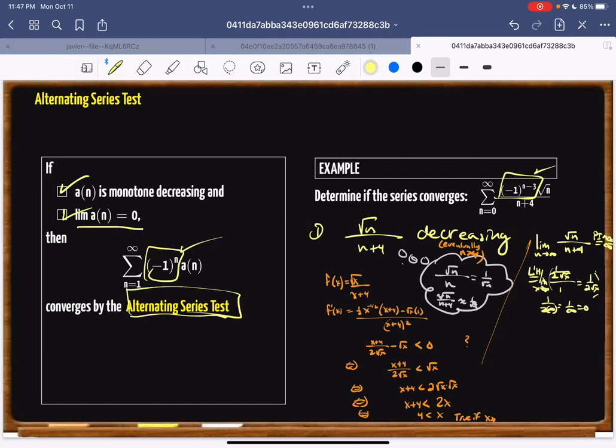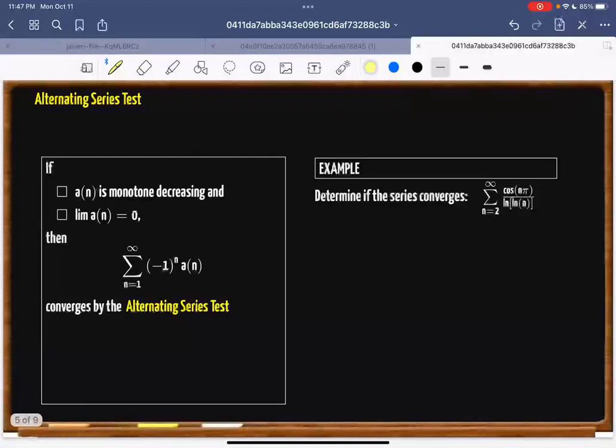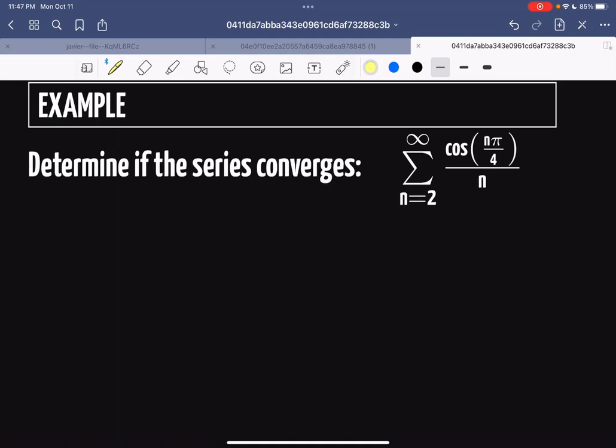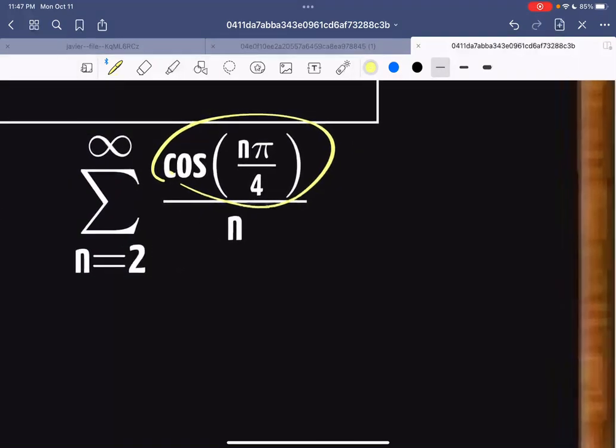Now, next one, this one's pretty much easy. Now, I wanted to do a more interesting one. No, this one. This one's slightly more interesting because let's look at this pattern here. What in the world is happening here?